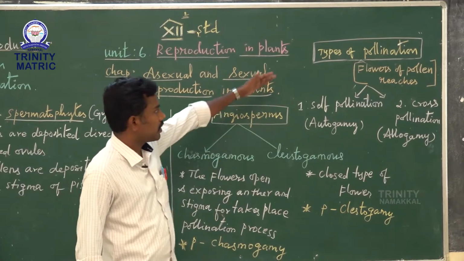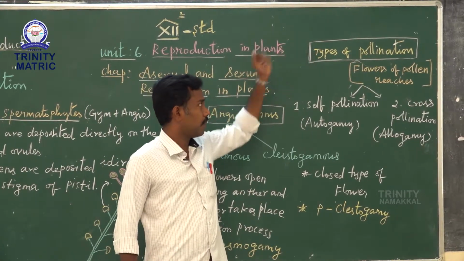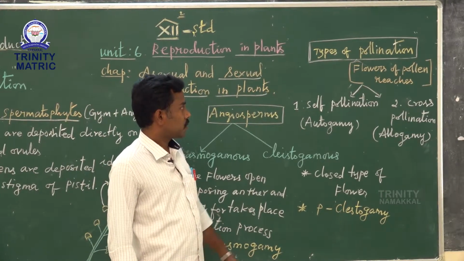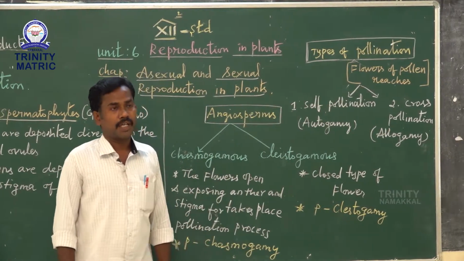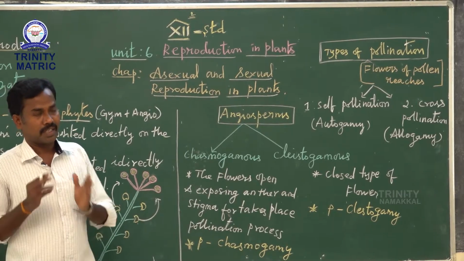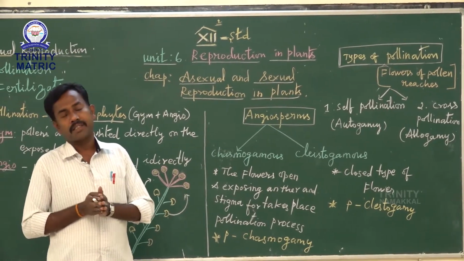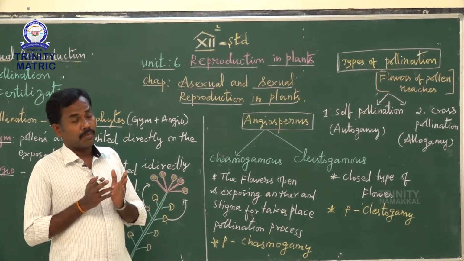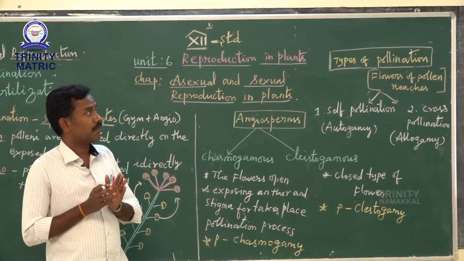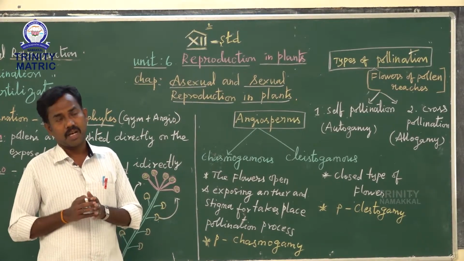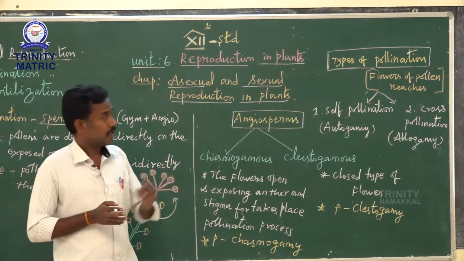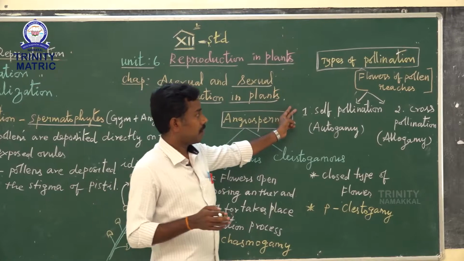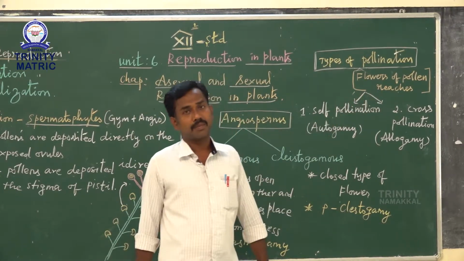So pollination takes place in two ways: self pollination and cross pollination. Generally, in all angiosperm plants, flowers are classified according to how the pollen reaches them. They are classified into two categories. The first one is self pollination, the second one is cross pollination.